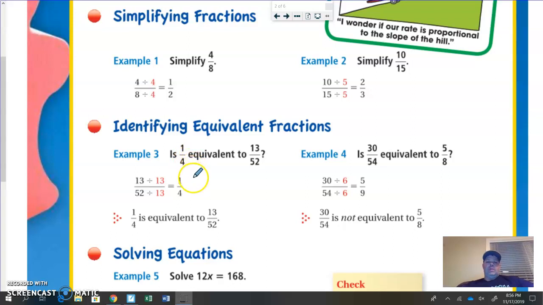Some of you also may understand that 1 times 52 can equal 4 times 13. If the cross products are equivalent, then the fractions are equivalent. In our second example, 30/54 divided by 6 is 5/9. 5/9 is not equivalent to 5/8.